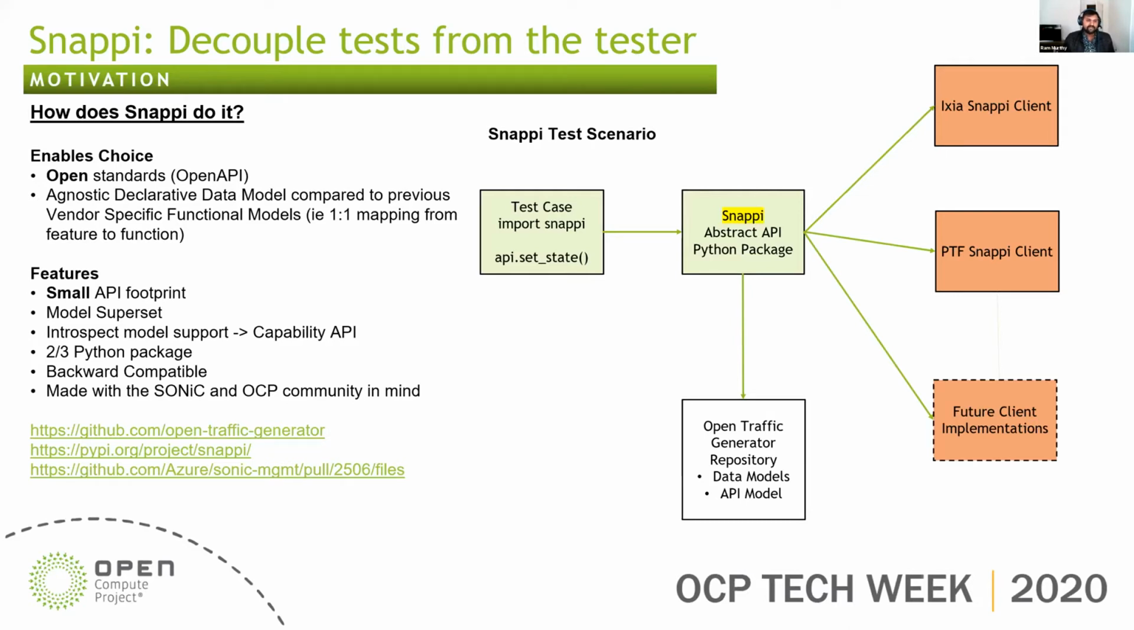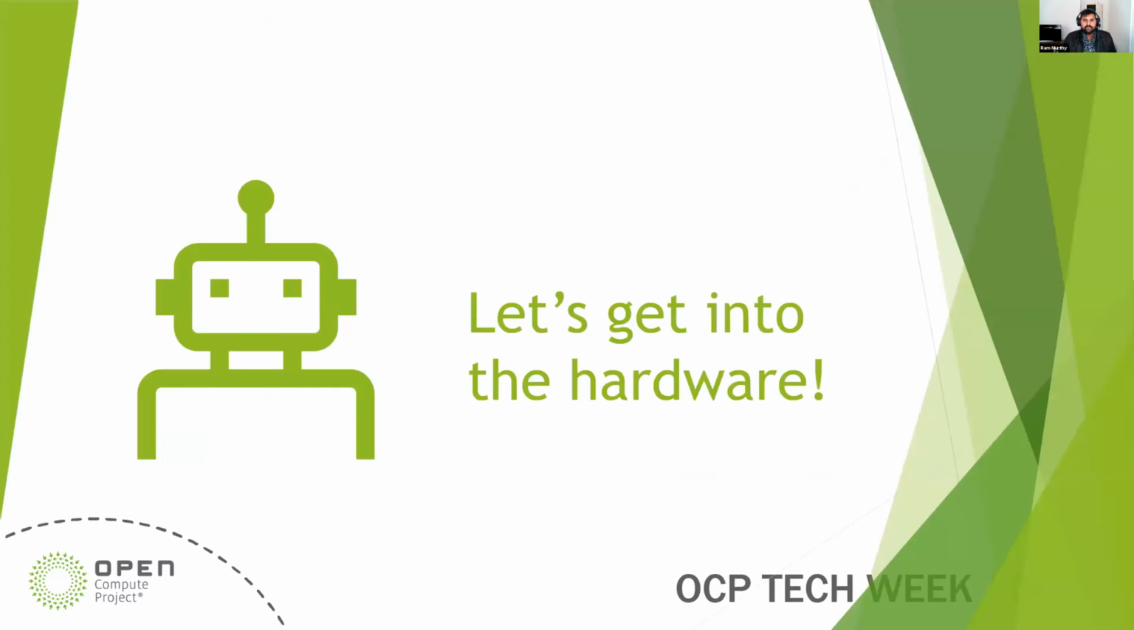We actually have a pull request also open in SONiC using the traffic generator APIs to define a test case there. And so this is the motivation at a high level. But at the talk, we're really looking at the targeted solution at the hardware level for what we think is going to be good. So let's get into the hardware specifically.